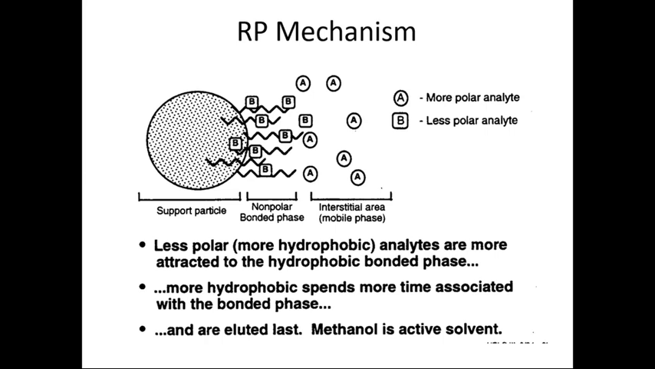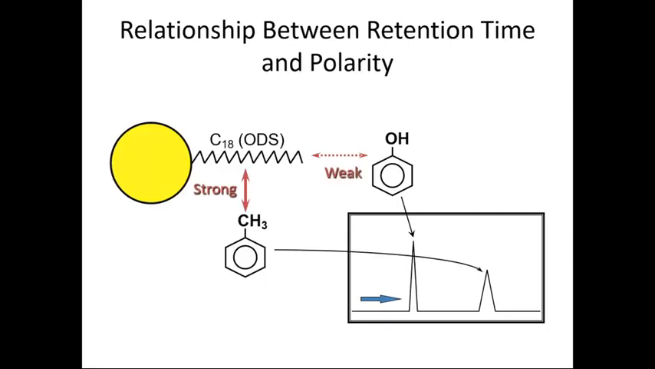when methanol or water is the solvent. So the relationship now between the polarity and the retention time is when you use a reverse phase column. So you see, when you have a C18 column and methanol, the phenol, or the polar substance, will elute first, so the retention time will be lower, whereas the non-polar compound will elute later and the retention time will be longer.